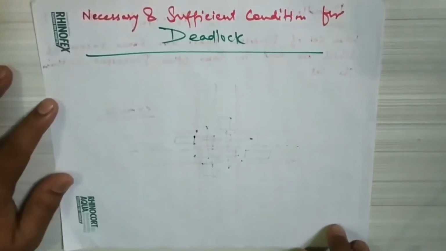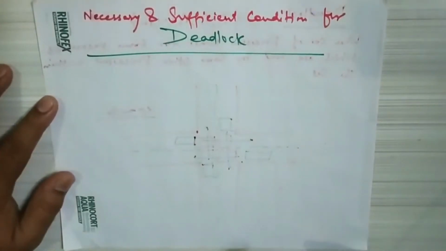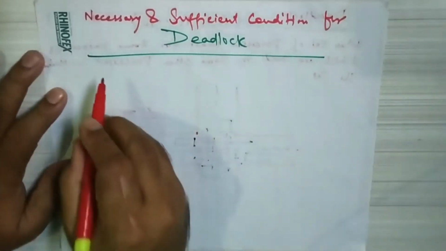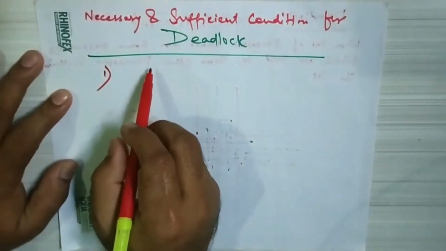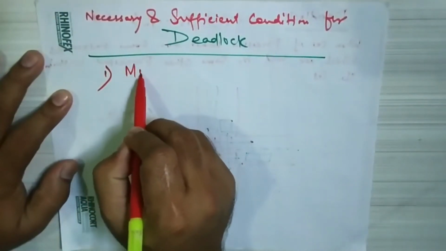Okay, so starting with the necessary and sufficient conditions for deadlock to occur. If we break any one of these conditions, then deadlock will not occur. Let us see those four conditions first. The first condition is mutual exclusion.